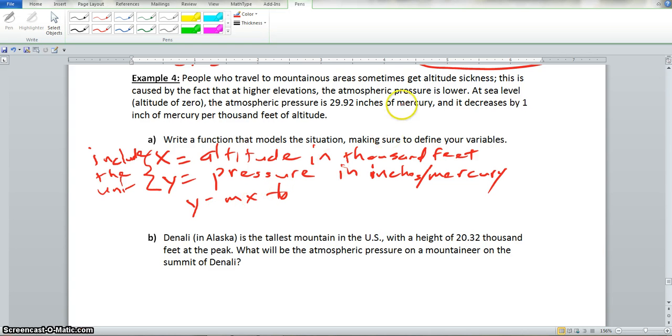Now we look here, our rate is described here, or our slope. It says it decreases by 1 inch. So since it decreases by 1 inch, we know our m would be -1. So we have -1x plus. Now, remember, at sea level, which is altitude of 0, the pressure is 29.92 inches. So it'll be plus 29.92 because that is when x is 0. So our answer here will be y equals -1x plus 29.92.